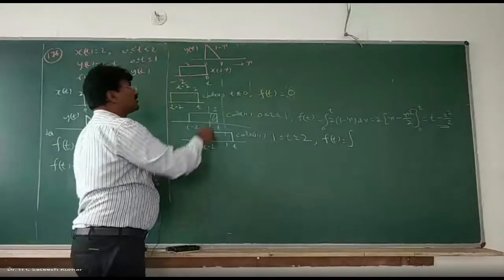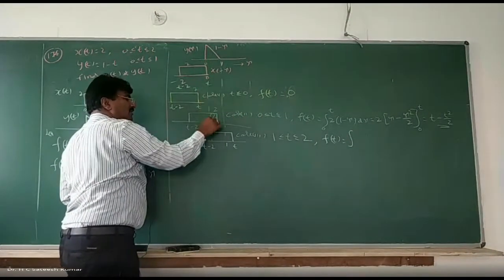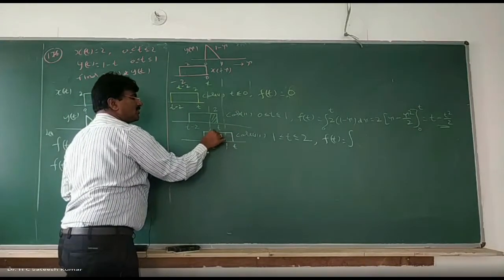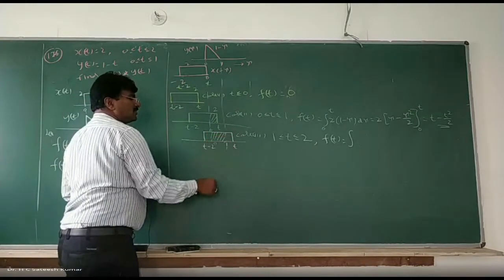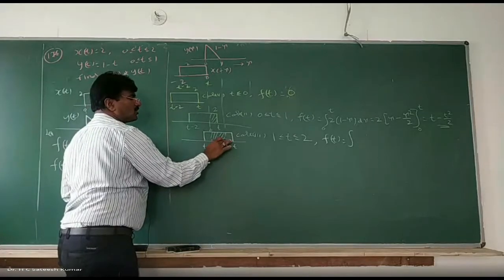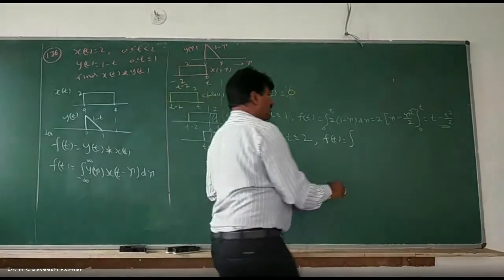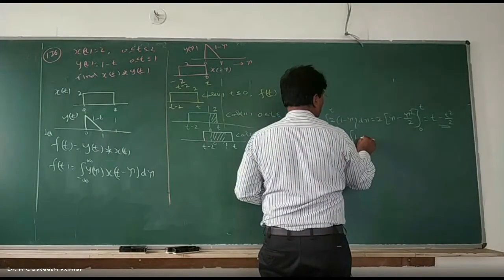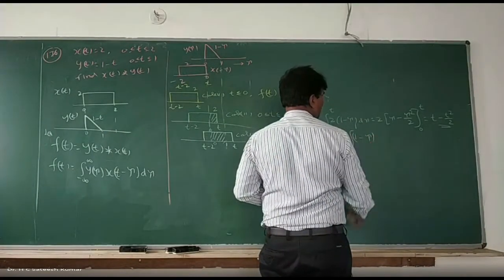Now you see this. You will have to take the range from here. This is 0. This is 1. Only this much area gets overlapped. Carefully you should fix the range 0 to 1. Integration from 0 to 1. What will you get? 1 minus tau. We should get the answer as 1 minus tau.